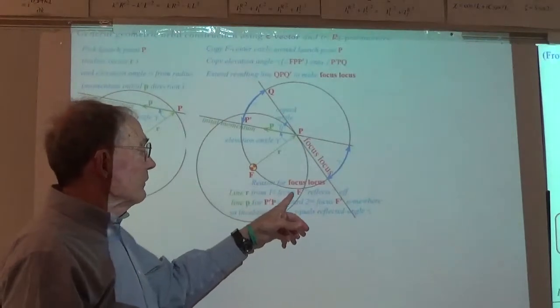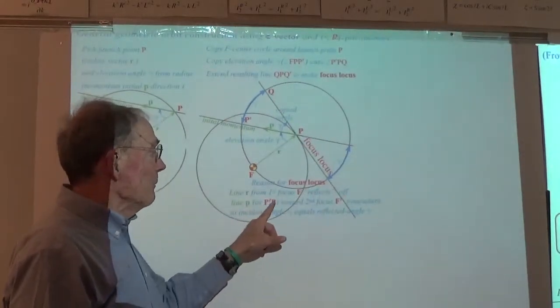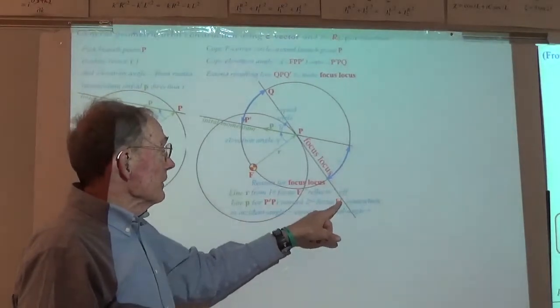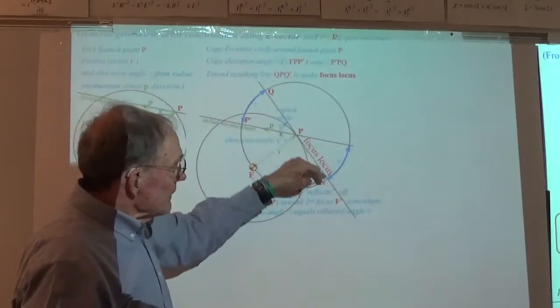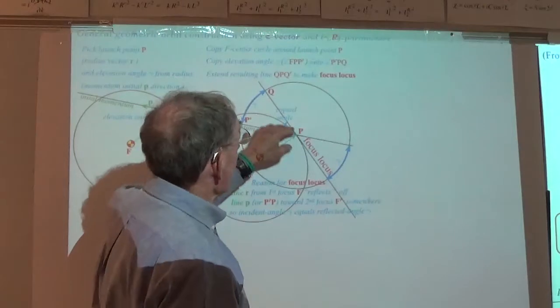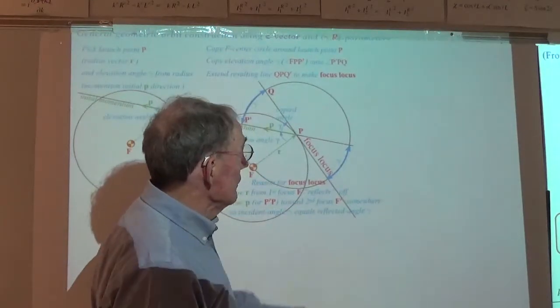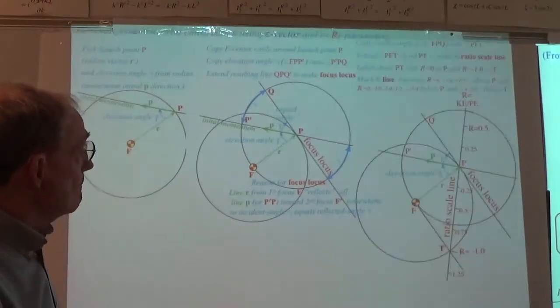Line R from the first focus reflects, quotes, off the line P, that's the momentum line, toward the second focus, F prime. So I can go back here. I go up here, reflect off it, and my F prime has got to be somewhere here, or here it turns out. It can be on either side. That's going to be what makes this construction powerful. Okay?